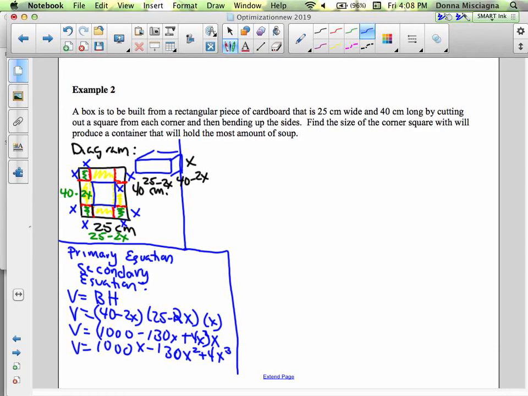All right, so now let's continue on. We've already taken care of the primary equation and the secondary equation. So now we want to take the derivative. That's going to be our step 2 there.